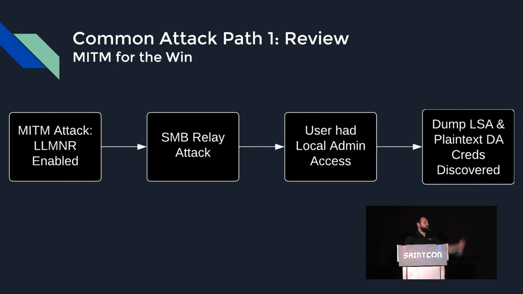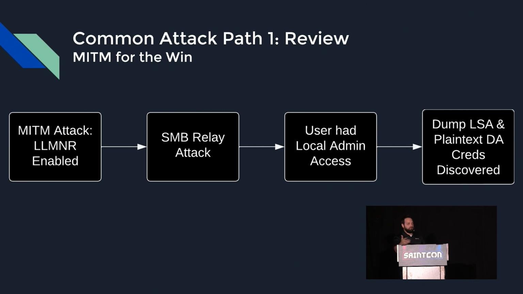Okay, so review of the attack path we just went through. Man in the middle attack, LLMNR enabled, or NBNS. With that being poisoned, it gets me the SMB relay. Being able to relay that then gets me local admin access. And if I have local admin access and then plain text DA in the LSA, which again, limiting services, there should not be a domain admin account in the LSA connecting through that.